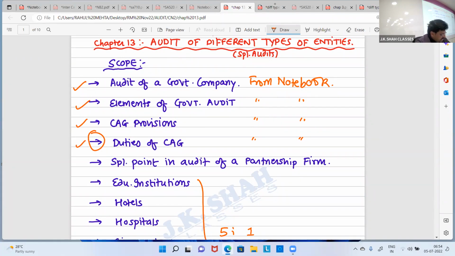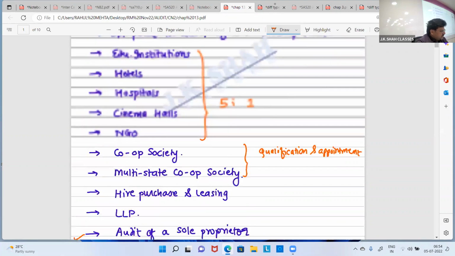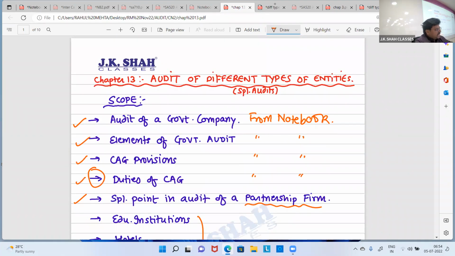So now we come to the special points for audit in a particular form. I'll do partnership form and sole proprietor together because both of them are voluntary types of audits. So I'll take up both of them together. Sole proprietor will have to be done from the textbook, but that is fine. Firstly, can you help me regarding partnership form? Partnership form is which type of audit? Statutory or voluntary? Can you tell me the reasons why a partnership might be doing an audit?